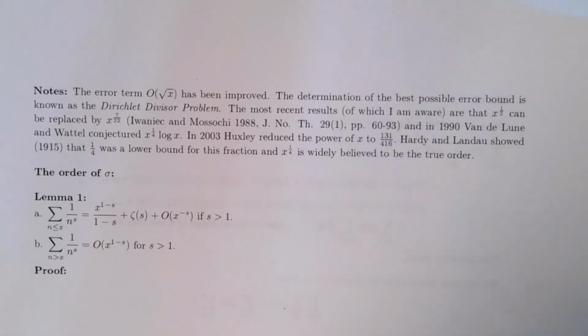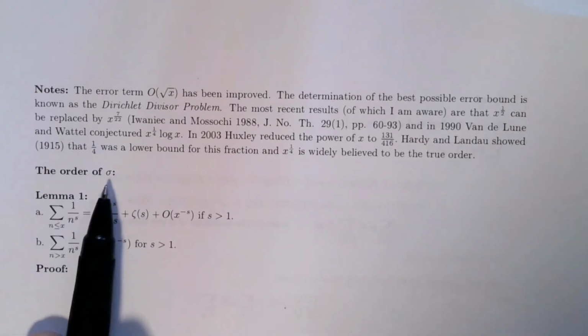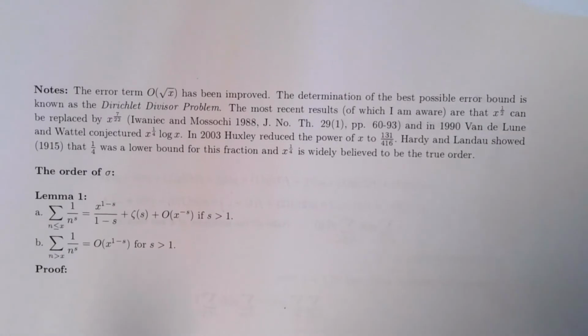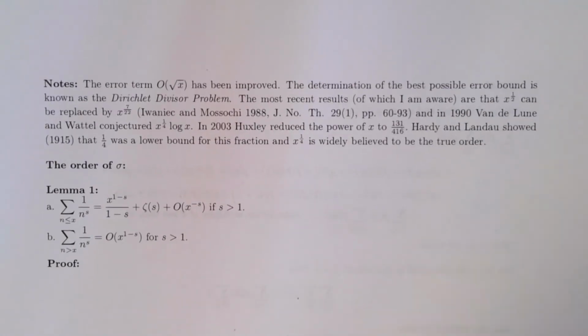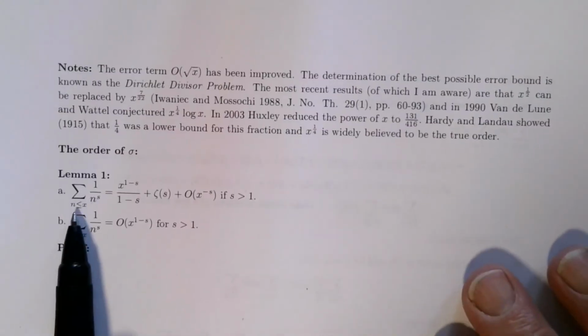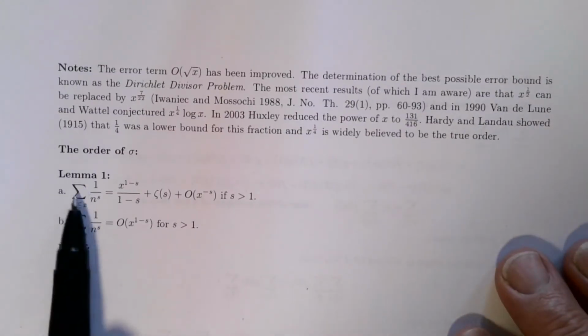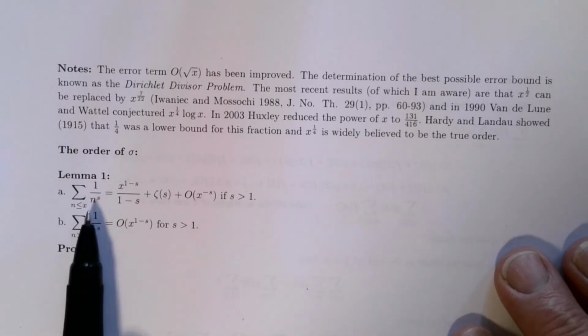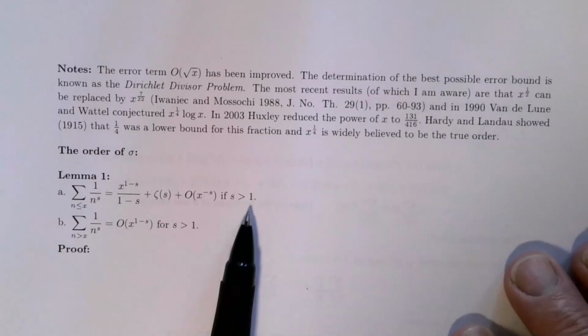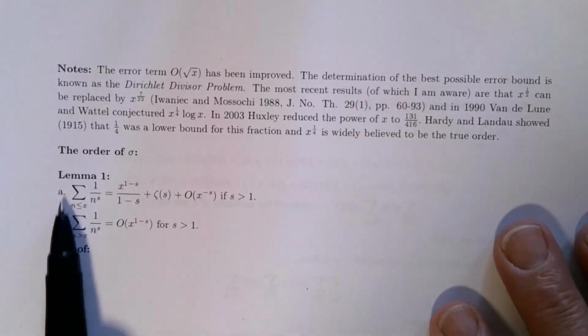Now, in order to get the order of sigma, the sum of the divisors, so once again we'd like to know what's happening with sigma, we need again a couple of little results, which I put in a lemma here. The first one says that we've seen how to get a formula for the sum of 1 over n. Now I'm going to look at 1 over n to the s for s bigger than 1, and I can get an estimate of the size of this.